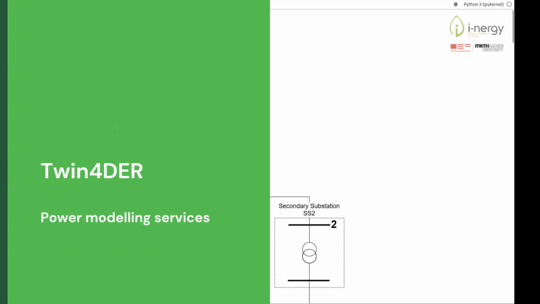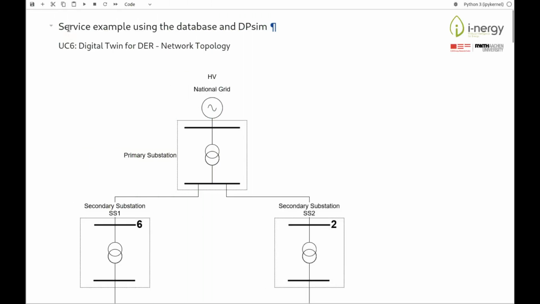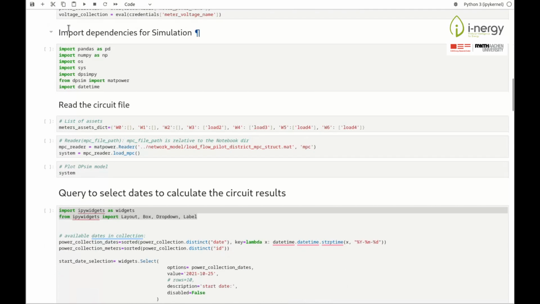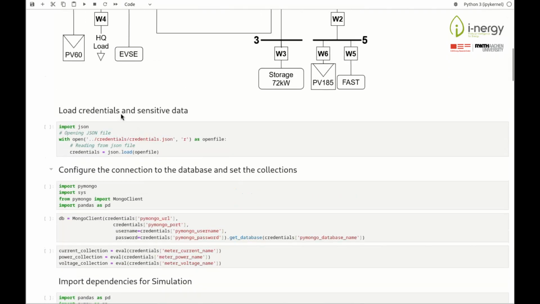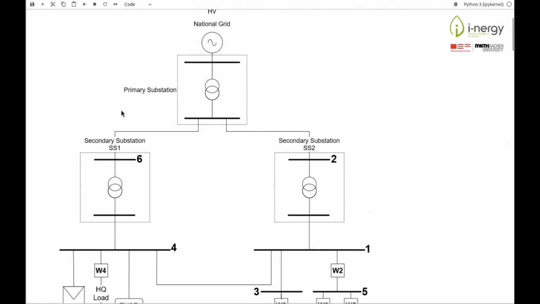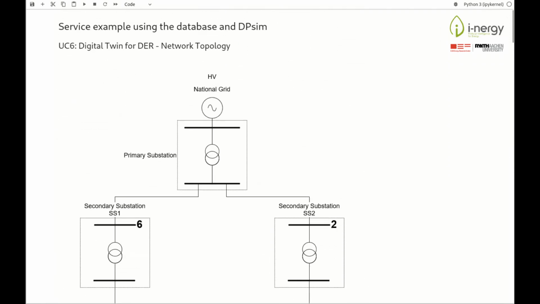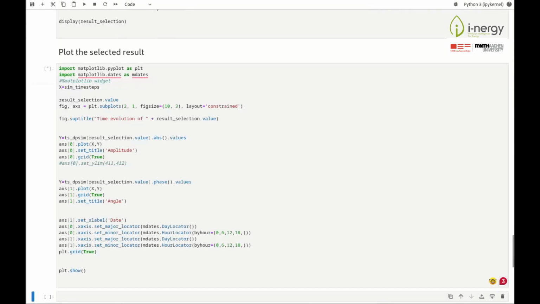The digital twin service includes a variety of components. One of them is the power modeling service, based on Jupyter Lab notebooks. Here we can appreciate how the circuit looks like in a graphical representation. However, the circuit is stored as a map power file and loaded with a library specially developed within this project.